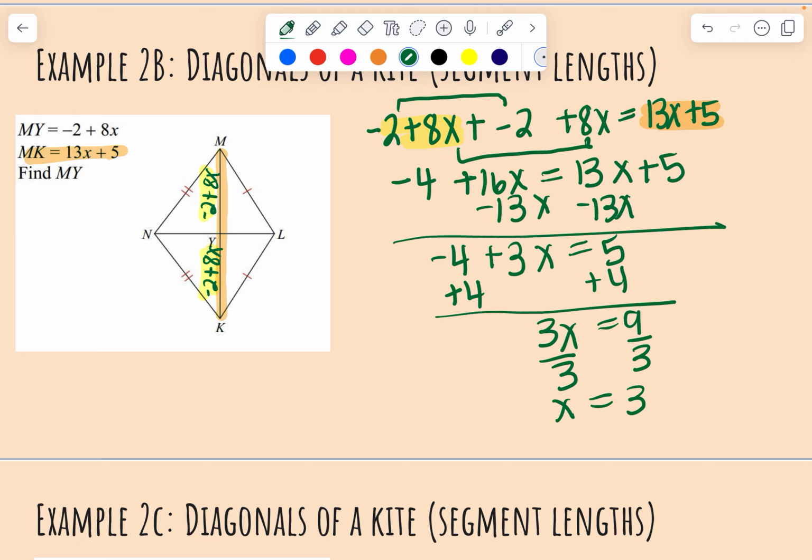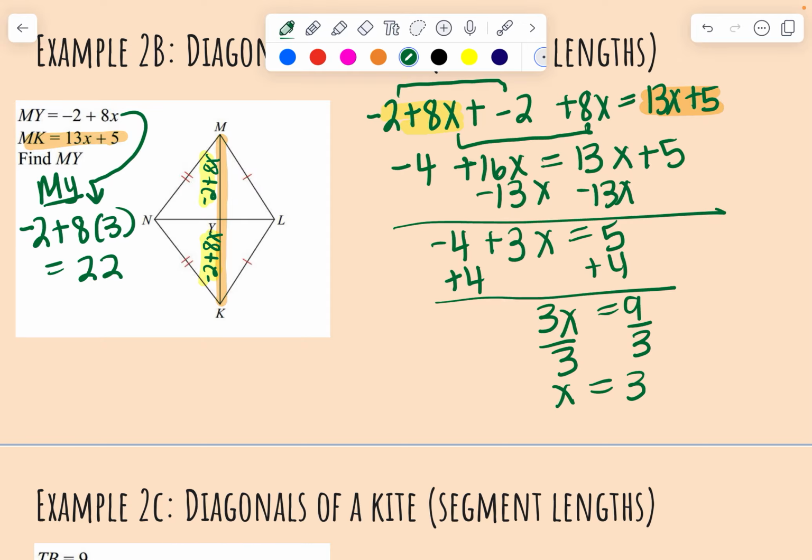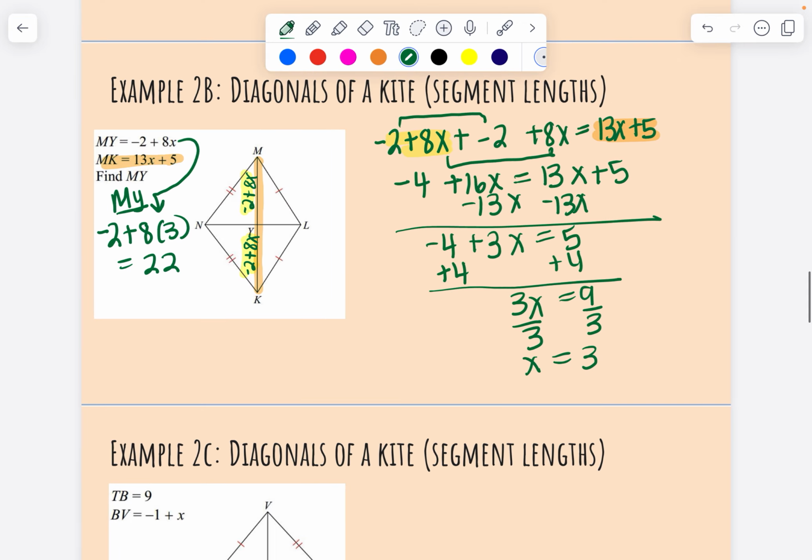But they're not asking me for x. They're asking me to find MY. So now I'm going to take this equation, and I know x is 3. So negative 2 plus 8 times 3 gives me 22. So MY is 22 when x is 3.